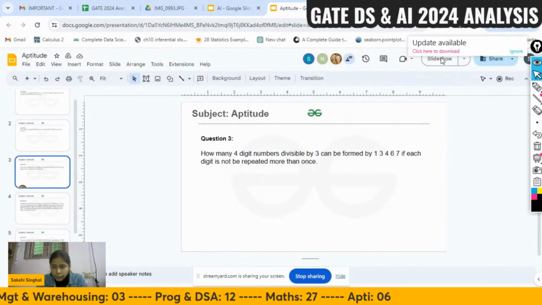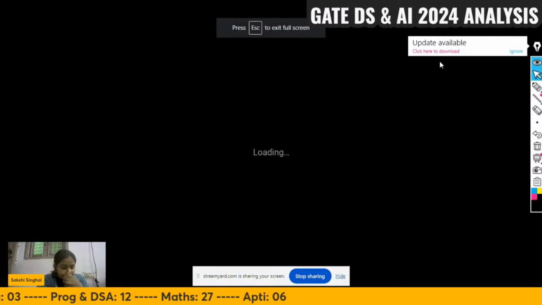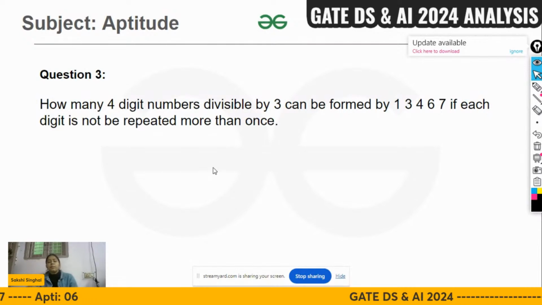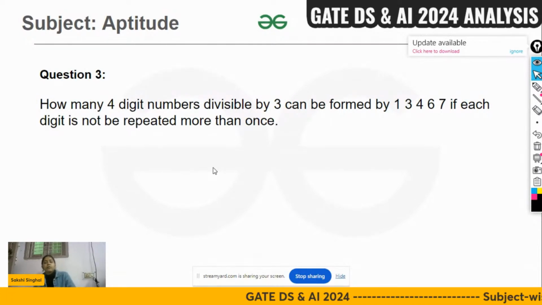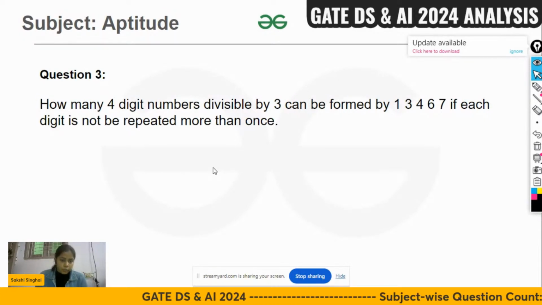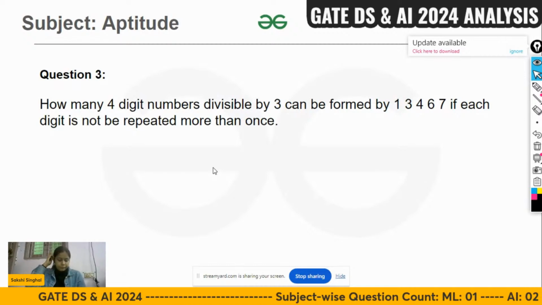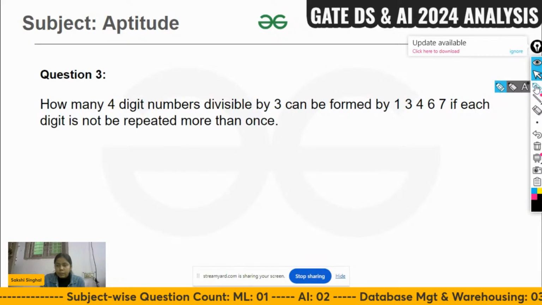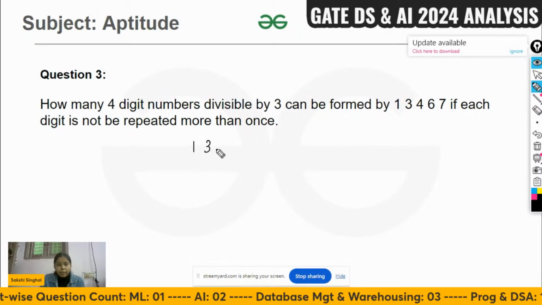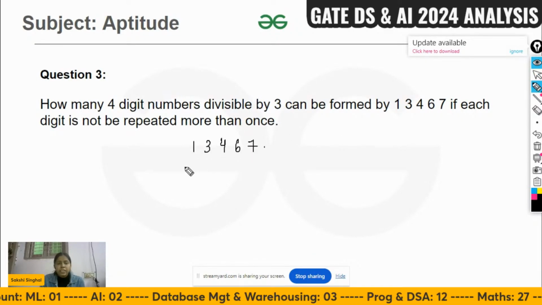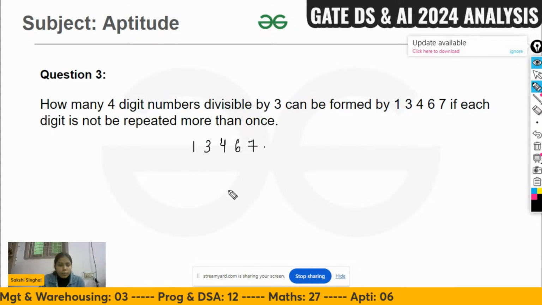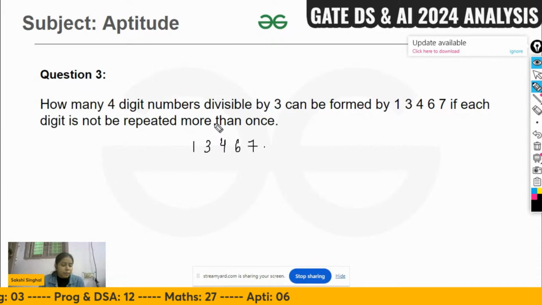So guys, there is one question. Yeah, this was the question. It says: how many 4-digit numbers divisible by 3 can be formed by 1, 3, 4, 6, 7, if each digit is not to be repeated more than once? So we have 5 numbers: 1, 3, 4, 6, 7. Now I want to find out, if I form a 4-digit number, which of them are divisible by 3? How many numbers are there which are divisible by 3?